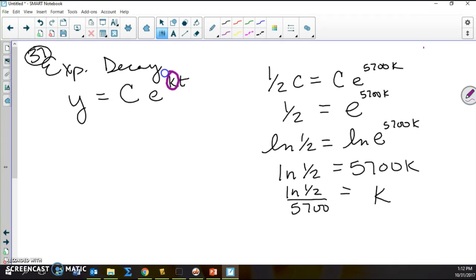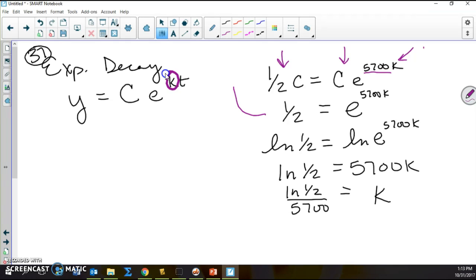We were given in problem 37 that the half-life of carbon-14 is 5,700 years. Well, that's the time. So half the carbon is left after we took the initial carbon and raised e to 5,700 years times that value k that we're looking for. So we know this equation to be true. Half the carbon is going to be left after carbon experiences 5,700 years.